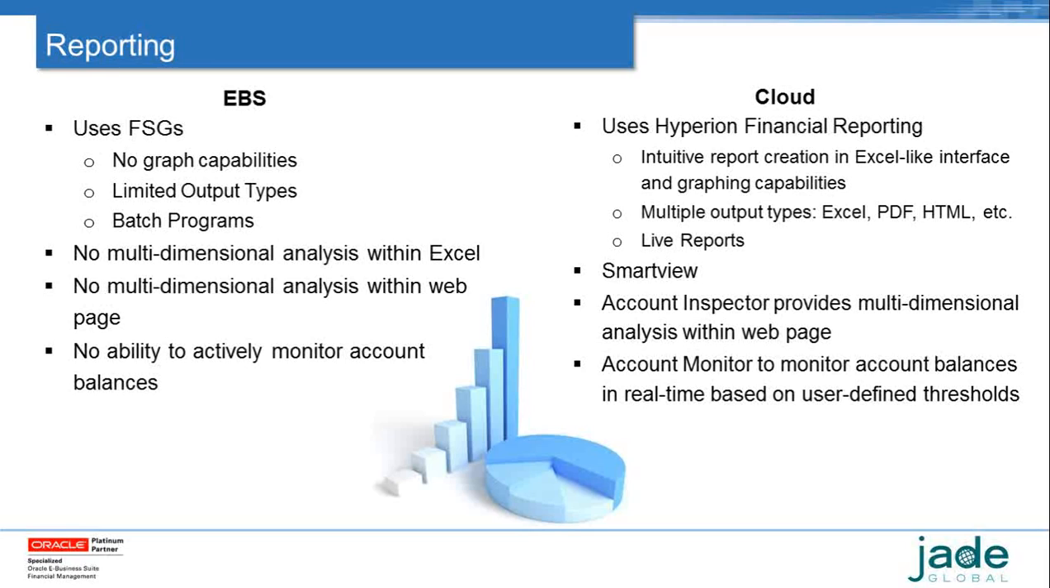In FSG, report creation is not intuitive. It doesn't have the ability to insert graphs, while Hyperion Financial Reporting is intuitive report creation, like in Excel, with interfaces and graphing capability. FSG has limited output types, while Hyperion Financial Reporting can generate multiple output types, like Excel, PDF, HTML, etc. FSG needs a batch program to submit a report, but there's nothing like submitting a batch program in Fusion Financials.